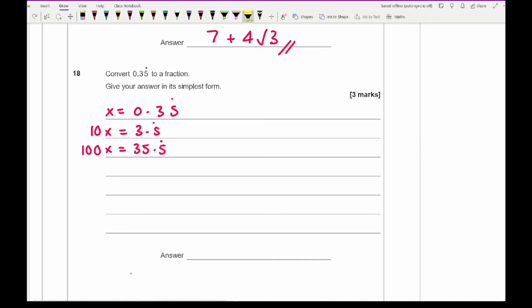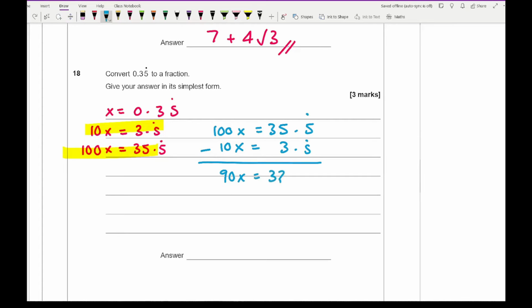Then using these two equations, I get 100x equals 35.5 recurring, and 10x equals 3.5 recurring. I take the two things away, so I end up with 90x equals 32. So x equals 32 over 90. And as it says, I need to simplify this fraction. So dividing both numbers by 2, I get 16 over 45.